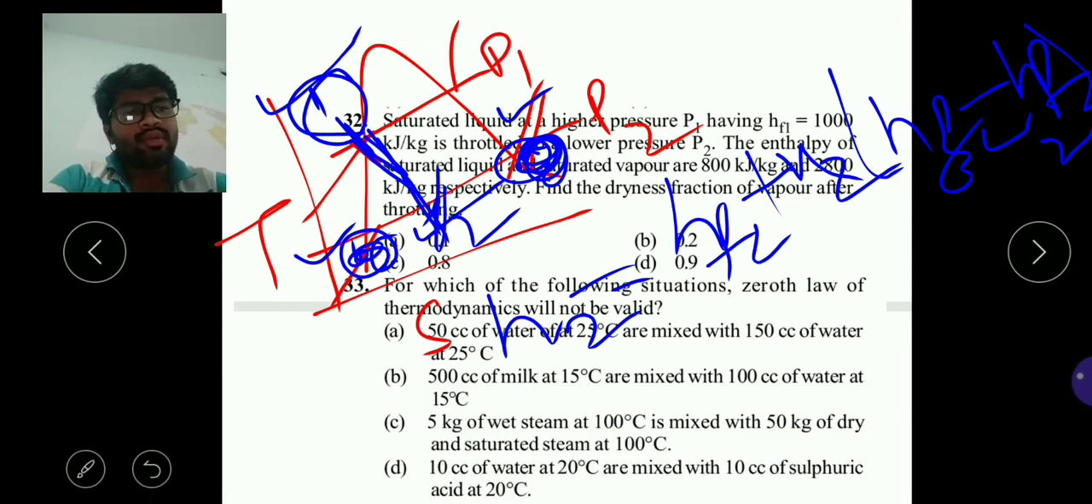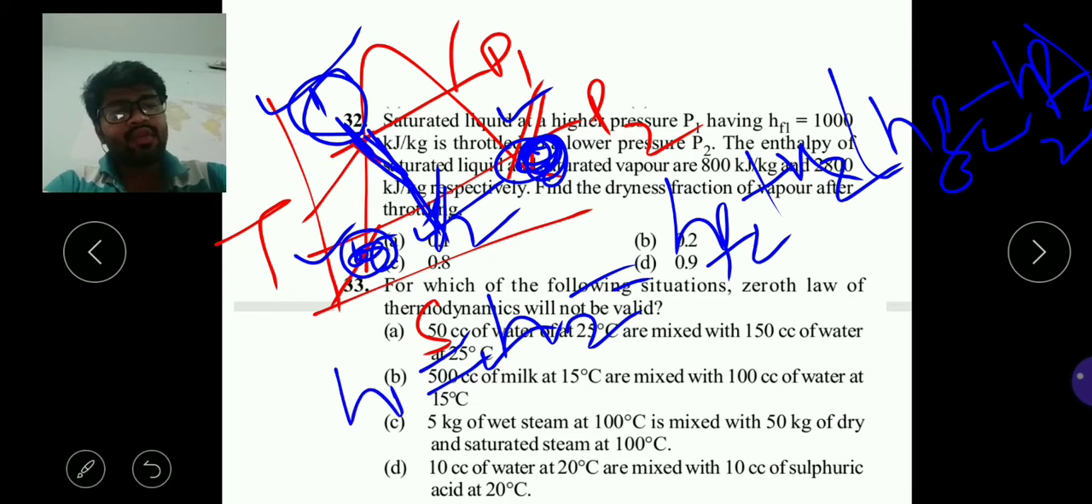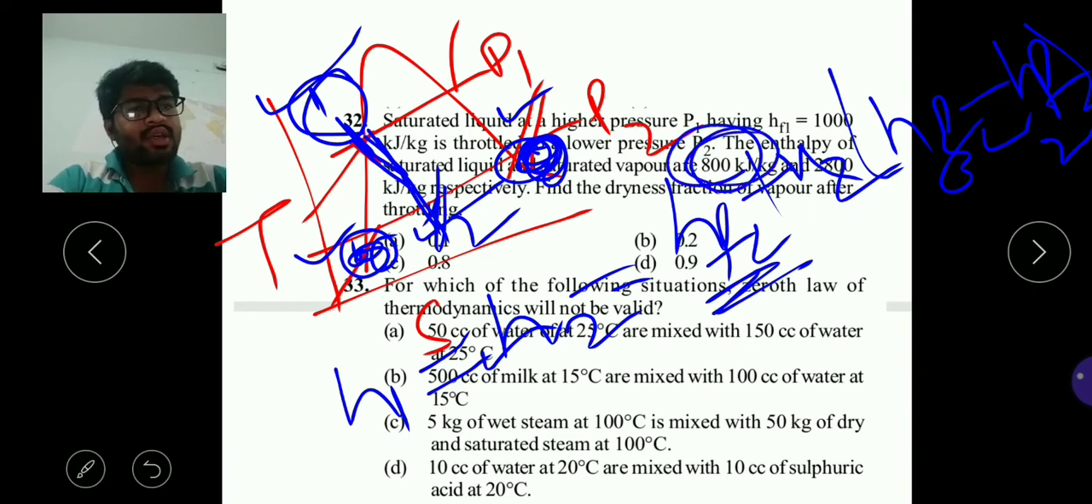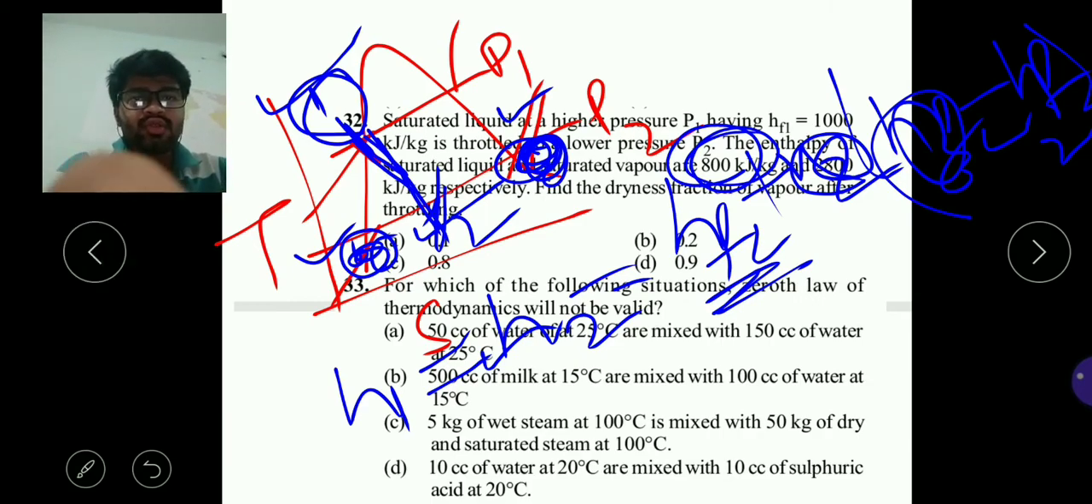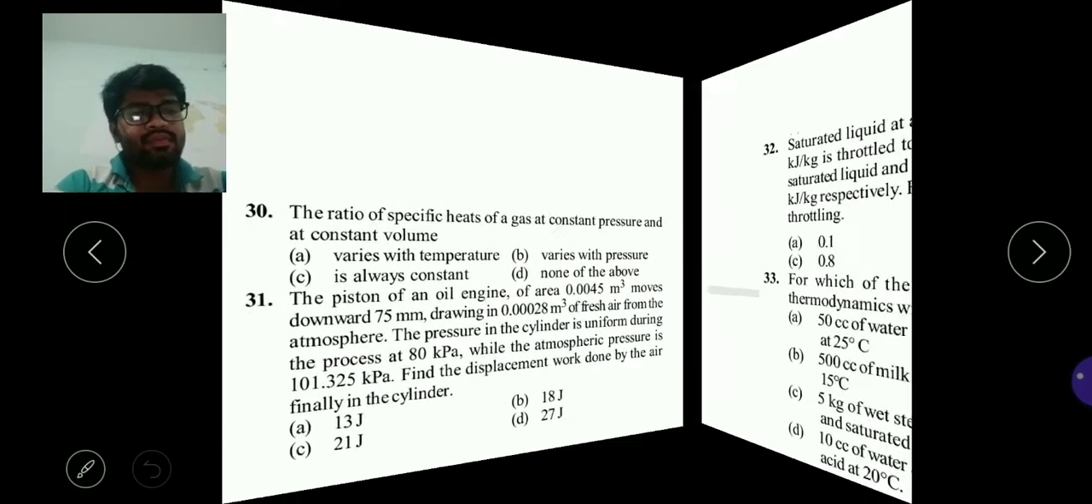So everything is given to us. H2 is given, H2 will be equal to H1. So H1 is given 1000, Hf2 is given 800 kilojoule per kg, and Hg2 is given 2800 kilojoule per kg. So you can calculate directly here. So let me calculate this one.